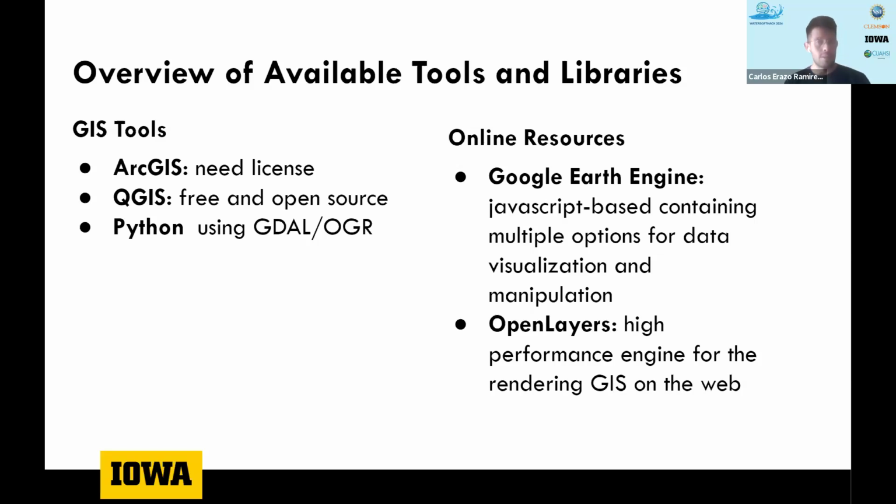And it's JavaScript based too. So that's a good option if you want to explore. For the folks that are doing the capstone, you can use some of the features from Hydroland. You can use some of the features from other libraries and integrate them in the Google Earth Engine. And another one that is worth mentioning is OpenLayers. OpenLayers is a high performance engine for rendering GIS on the web. So we can go ahead and take a look into those.